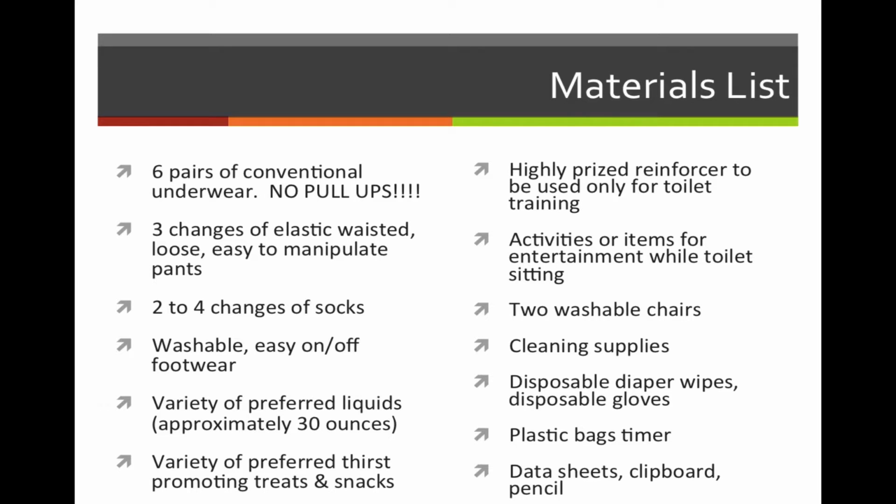Okay, here's our materials list. This is pretty common. So for example, 6 pairs of conventional underwear, no pull-ups. Pull-ups are kind of this in-between safety net that a lot of kids get stuck in. And so what we're saying is kid is either dry or they're not dry, but we're going to be using methods that if they're not dry, they're cleaning themselves. So no pull-ups. We're taking away the safety net here.